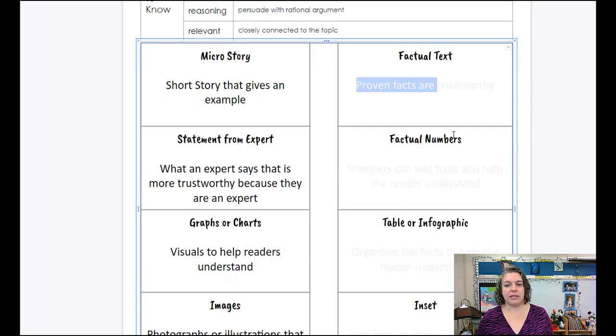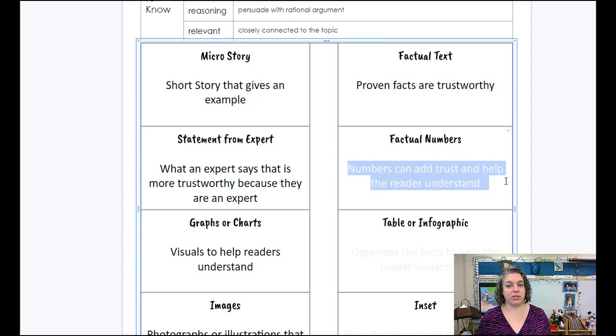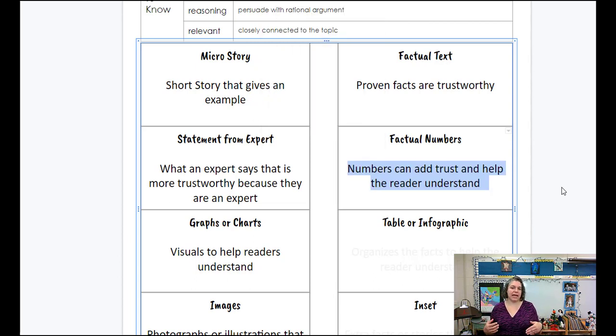Then we have factual text. Factual text is just any proven facts that are trustworthy. And along with that, factual numbers. Being able to actually give numbers, they can add trust and help the reader understand. So if you're talking about how many millions of people do something, or what percentage of water on Earth is actually usable, being able to look at it and say, oh my gosh, 1% is all the water that we get to use. That number means more than just saying there's not a lot of water on Earth that we can actually drink. So those two different things, the numbers make it a little bit more clear, real, we'll be able to see it.